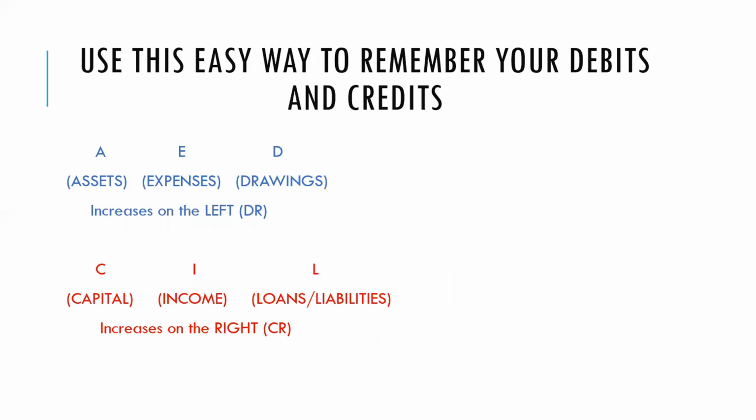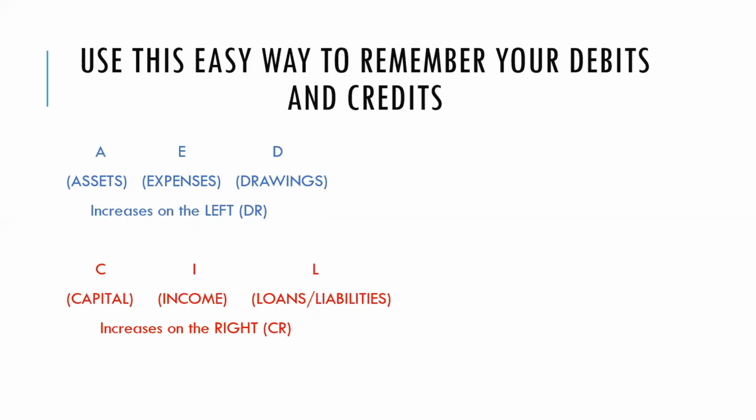Okay, and then this is a shortcut method of remembering your debits and credits. So you'll see in the next topic, we're going to go into a lot of detail about what debits and credits are, and this will help you. And I always tell my students to just write this down on your exam paper somewhere before you start. So as soon as you get your paper, write this down, and I promise you it will help you. It really will. So you'd need to remember AED and CIL.